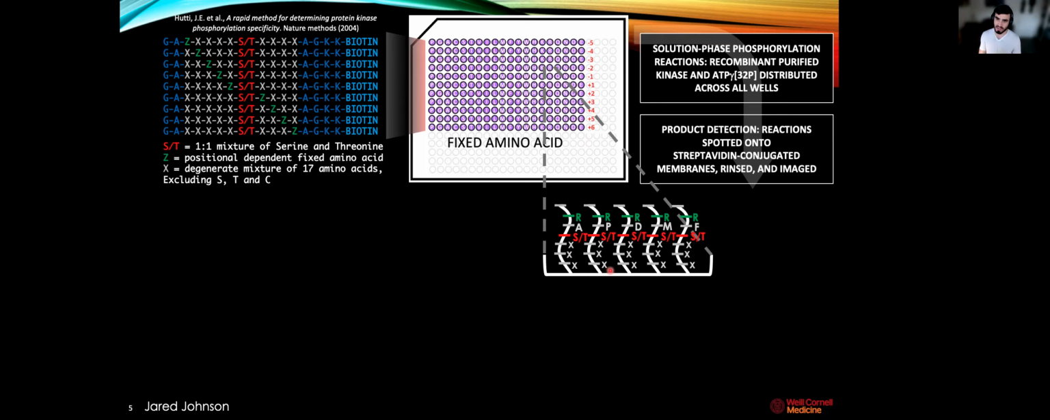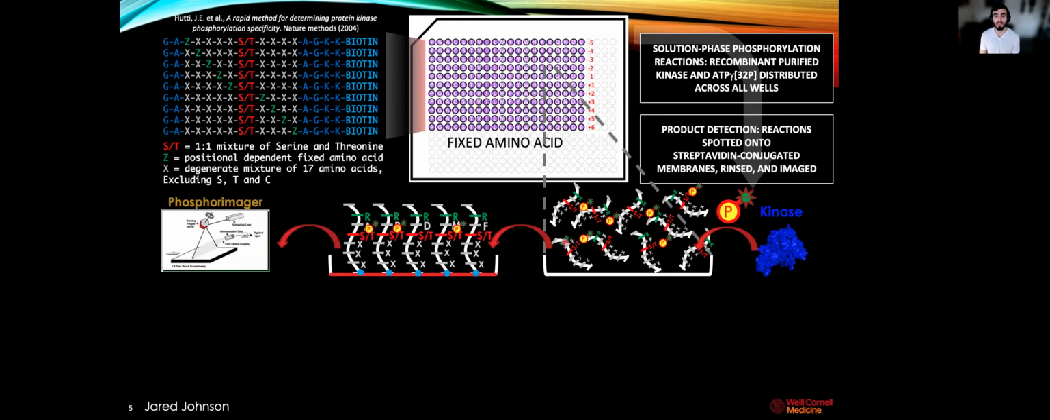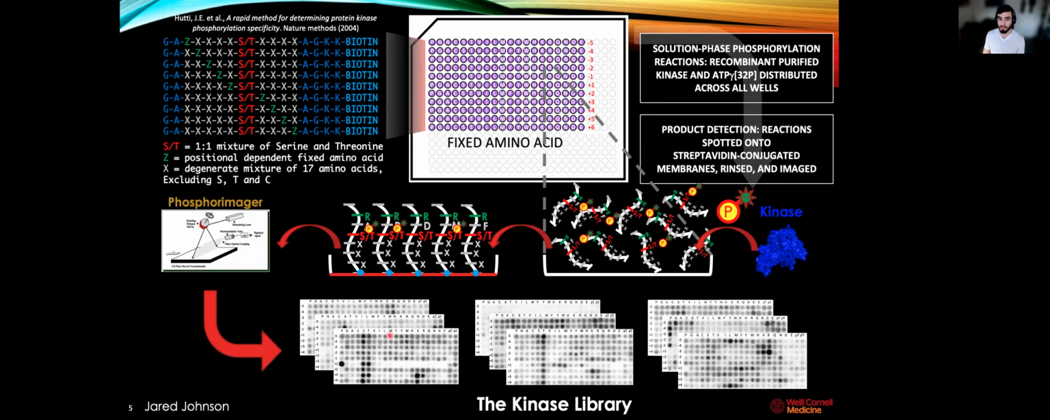Then for every kinase that we try to characterize, we add the protein kinase to the plate with hot ATP, and the more favorable that amino acid is at that particular position, the more phosphorylation will occur. Then we blot this peptide onto a streptavidin membrane, and we quantify the radioactivity using a phosphor imager. The output, as you see here, is a bunch of matrices, one matrix per kinase, in which you get dots. Every dot is one amino acid at one particular position type of peptide. By that, you can see which protein kinases like a particular amino acid better than the others.